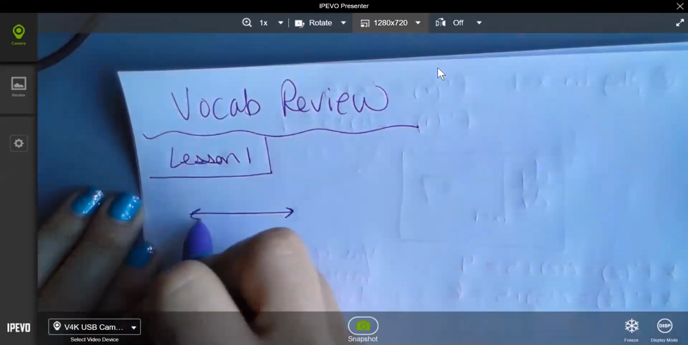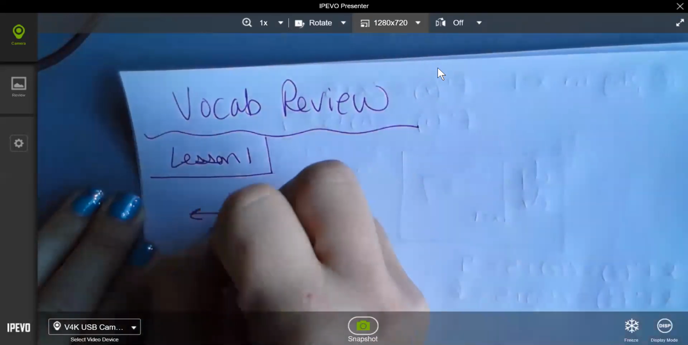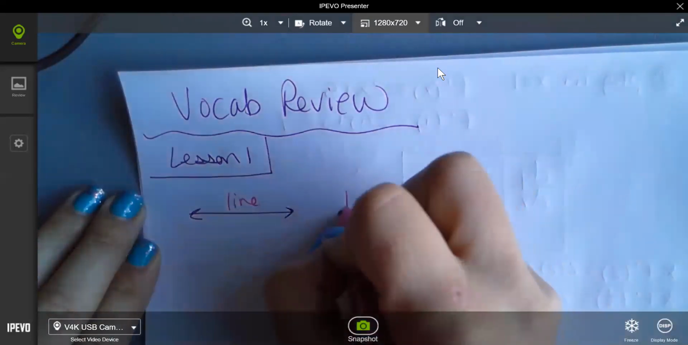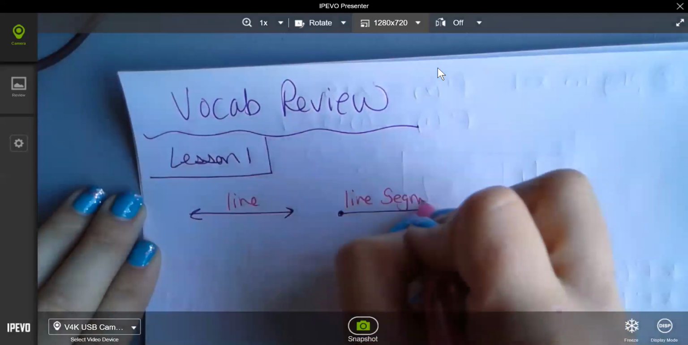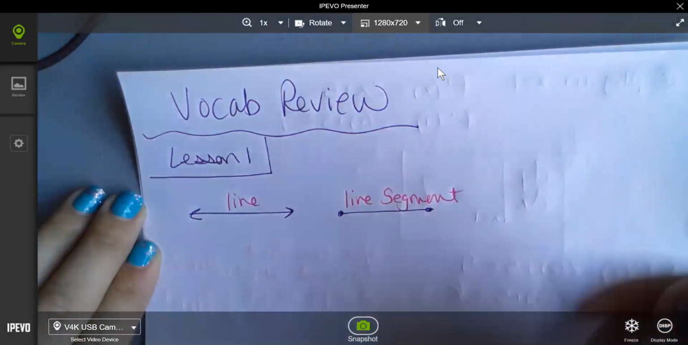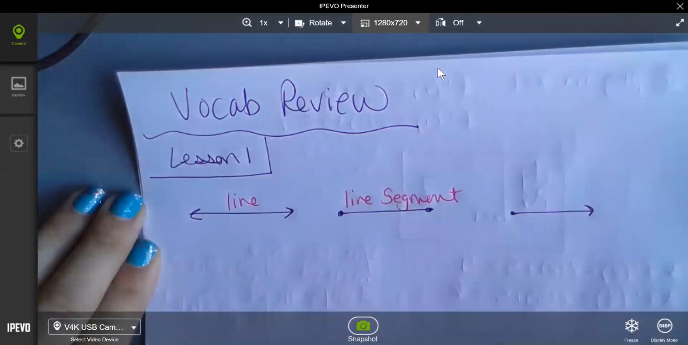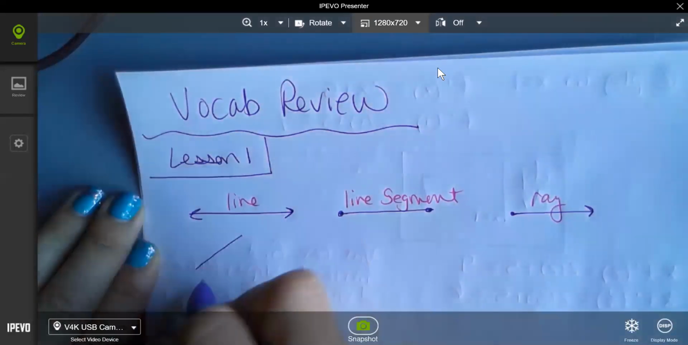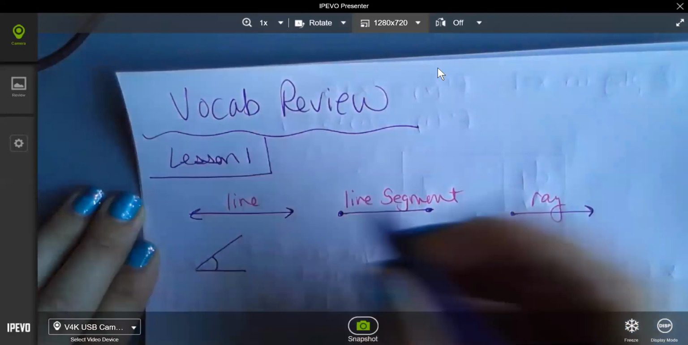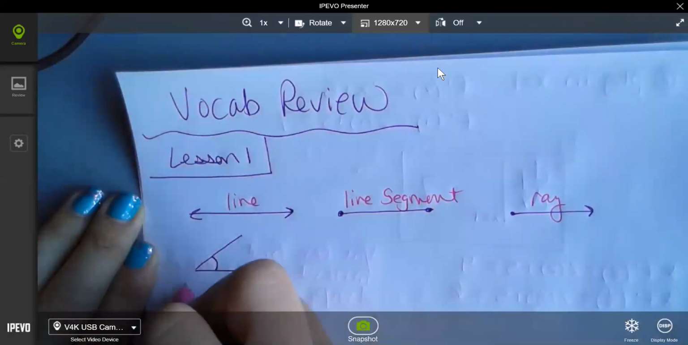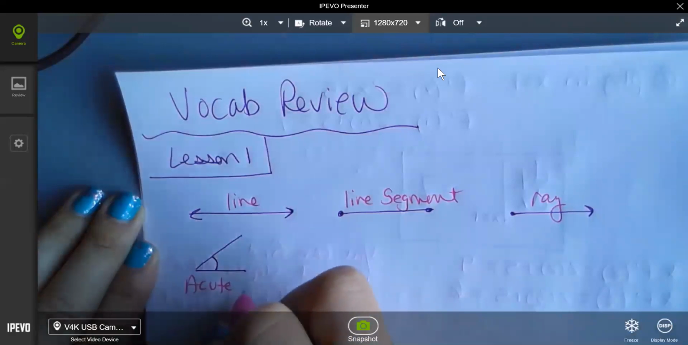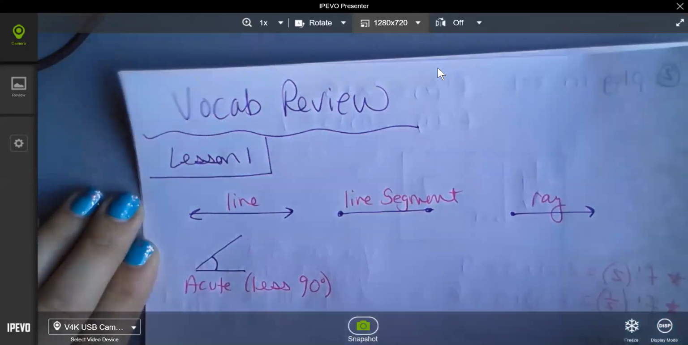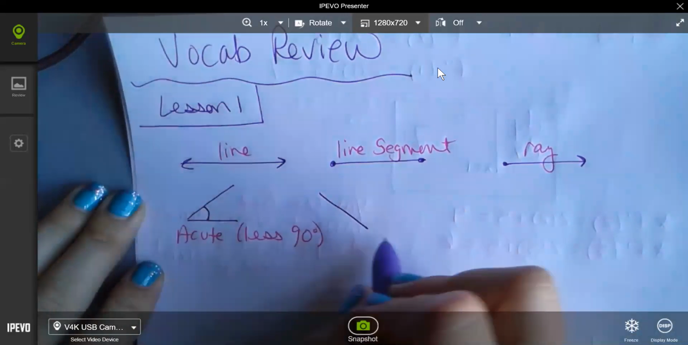We learned this is a line, and we learned that this is a segment or a line segment. And we learned that this is a ray. We learned that this kind of angle measures less than 90 degrees, so it is an acute angle, less than 90 degrees.